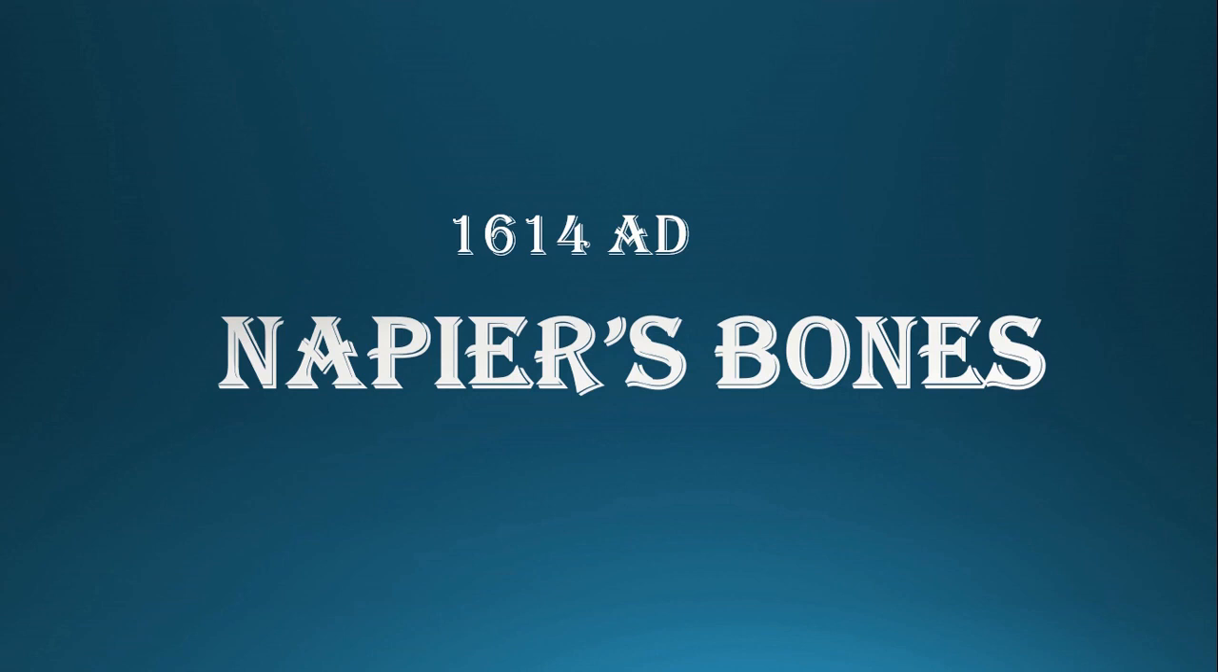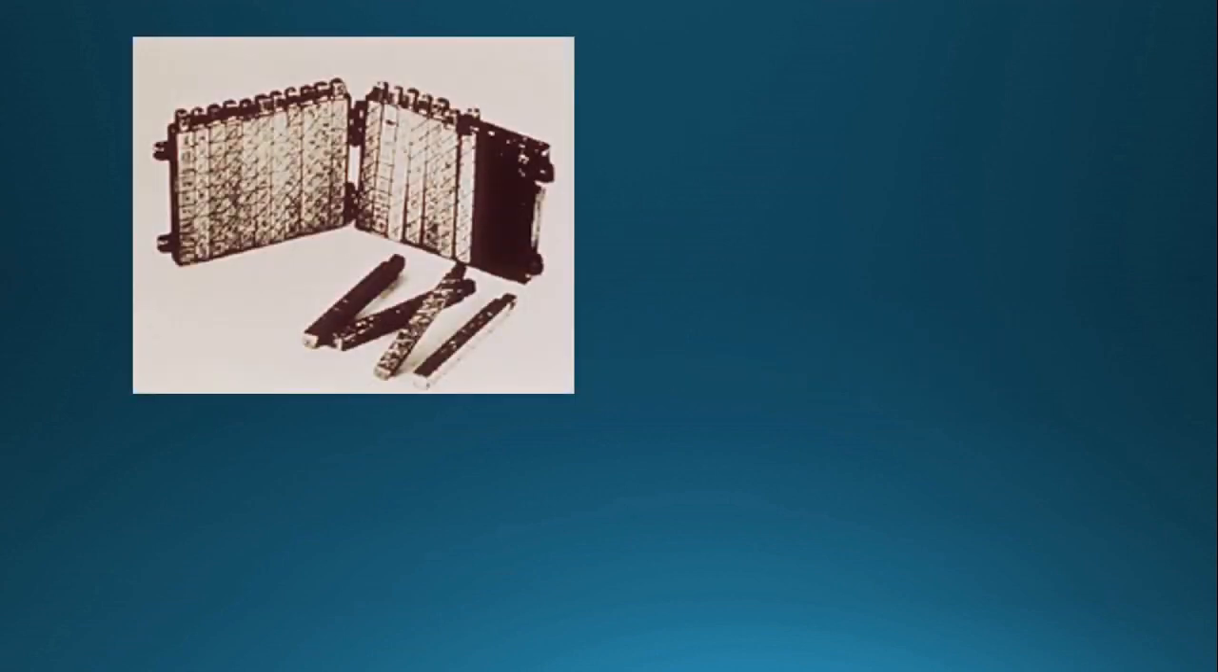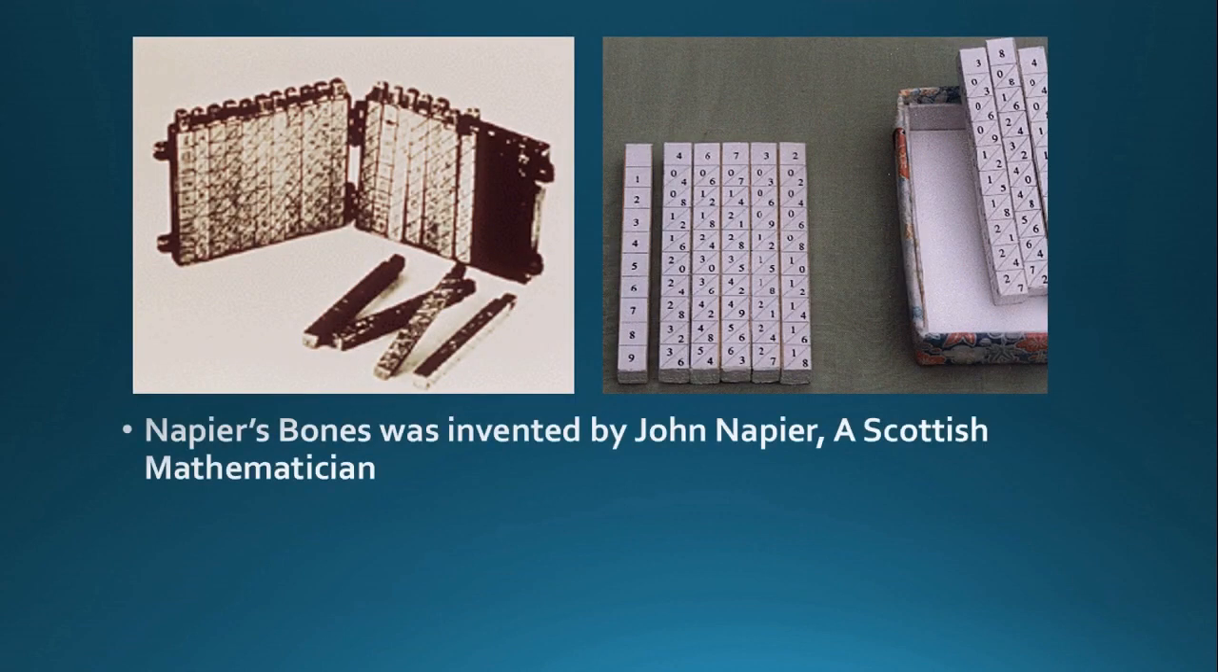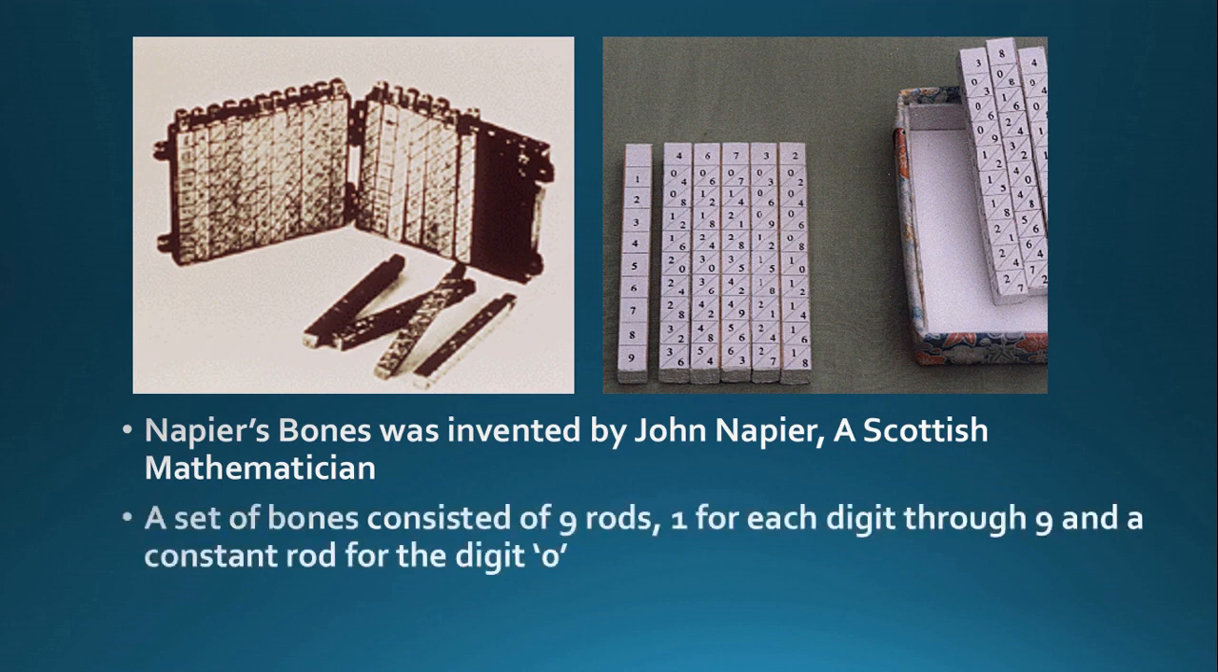1614 AD, Napier's bones. Napier's bones was invented by John Napier, a Scottish mathematician. A set of bones consisted of 9 rods, one for each digit 1 through 9, and a constant rod for the digit 0.